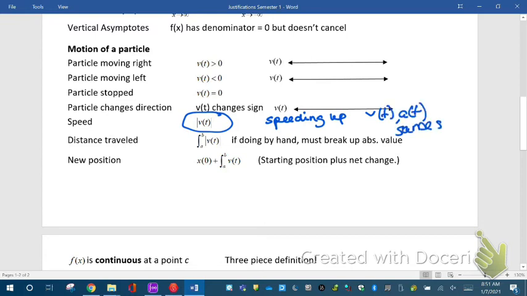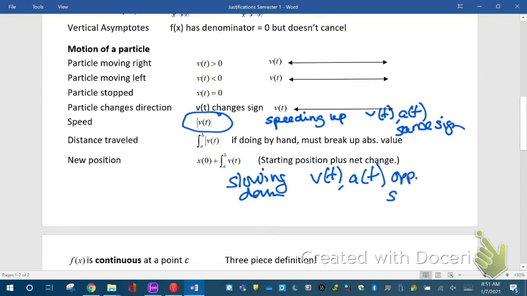is when velocity and acceleration have the same sign. Okay? I can't quite fit it all in there, but you should also add slowing down. Slowing down would be velocity and acceleration have opposite signs. Okay? And you have to write that on a free response question. Okay? All right. Next concept that I want to review with you is continuity.